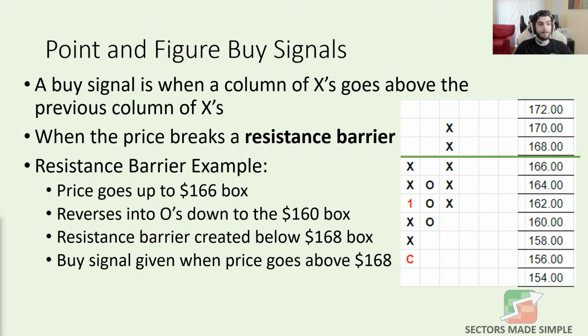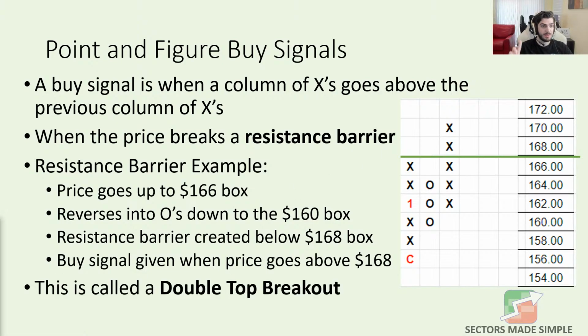Now, our buy signal is given. The point and figure buy signal is reached when the price goes above $168, goes into this X right here, and goes on what's called a breakout. In this case, it's a double top breakout. There are many different types of buy signals. I'm not going to get into them today because frankly, this is the Back to Basics series. This is teaching you the things you need to know to get more out of the matrix.